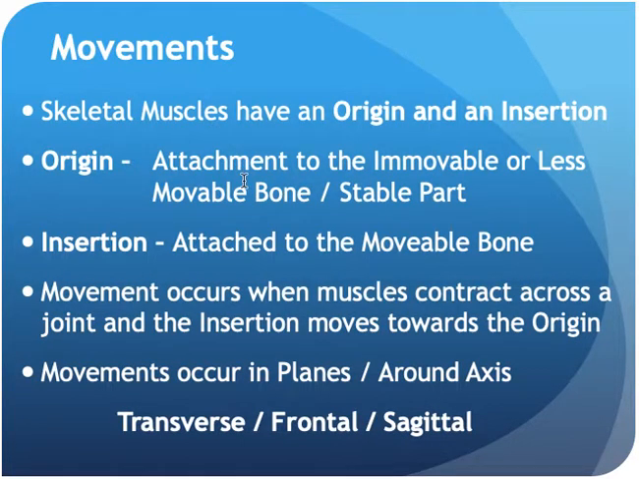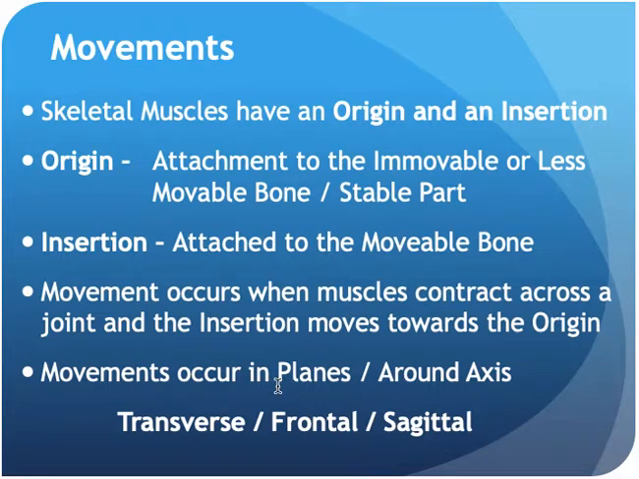So the origin, again, we'll come back to this in the muscle chapter, is the immovable or stable part of a contraction. And the insertion is the part attached to the movable part of the bone. We'll take a look at this in a minute with the bicep and elbow flexion. Origin, stable part; insertion, the part that's going to move with a muscular contraction. So movement occurs when muscles contract across a joint, and the insertion moves towards the origin. This will help us when we look at the definitions of specific movements.